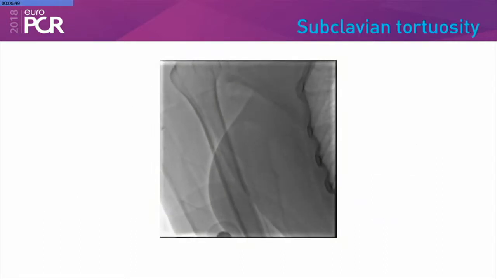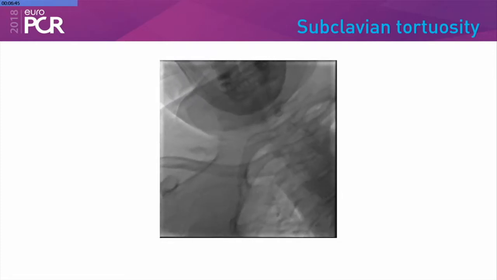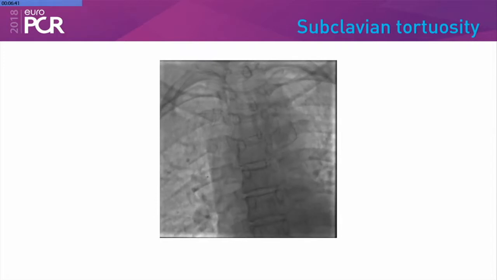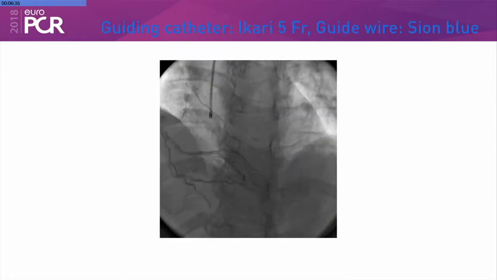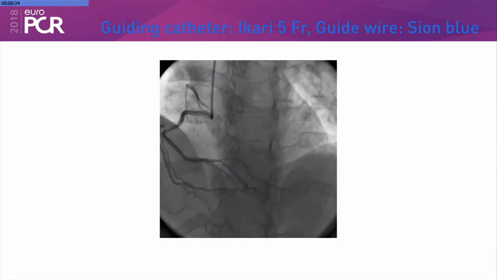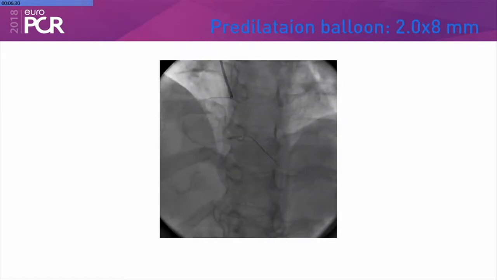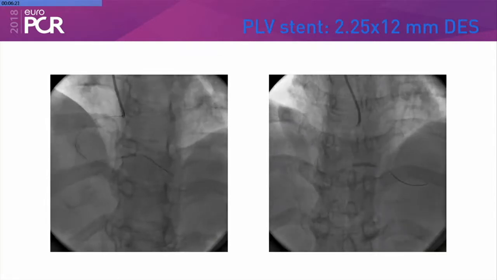There was severe subclavian tortuosity. You can see the tortuosity. So guide catheter Ikari, 5 French, and guide wire Sion Blue was used to do the PCI. Predilation balloon 2.0 by 8 mm was used to predilate the PLB lesion. PLB was stented by 2.25 by 12 mm stent.